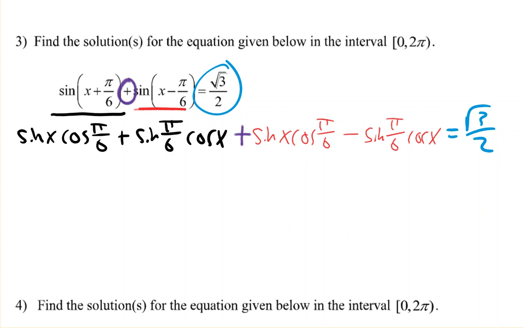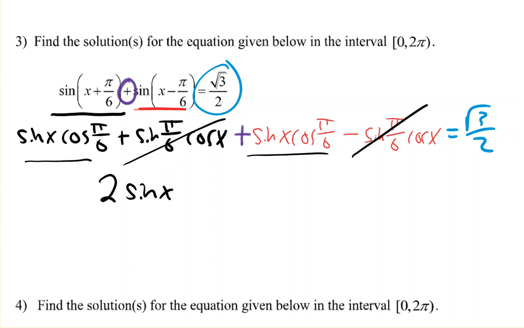But notice what happens here. Some of this stuff's going to cancel out. I've got a plus sine of pi over 6 cosine x and a minus sine pi over 6 cosine x. So I don't know the size of those, but I know they're equal and opposite, so they're going to go to 0. And then these are the same thing. So a sine x cosine pi over 6 plus a sine x cosine pi over 6 means I've got 2 of them. 2 sine x cosine pi over 6. So I'm really just combining like terms.